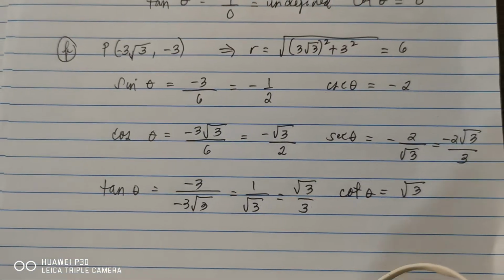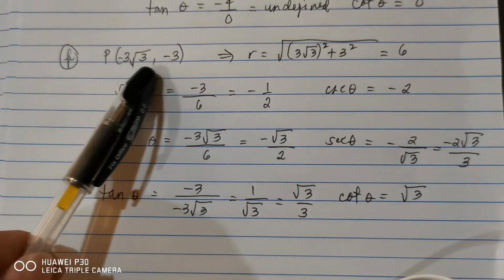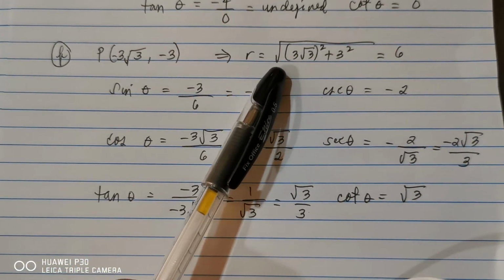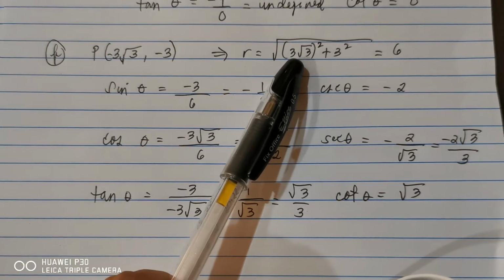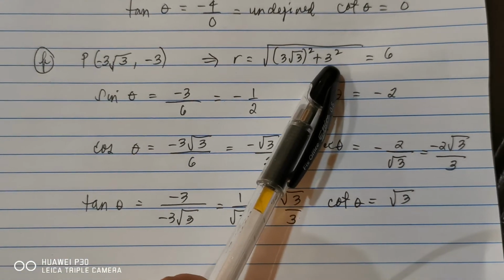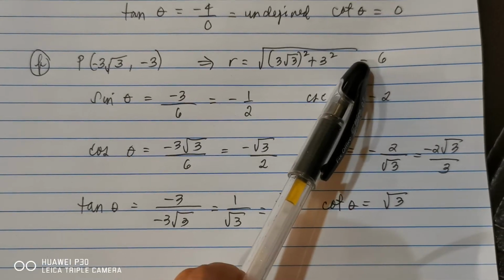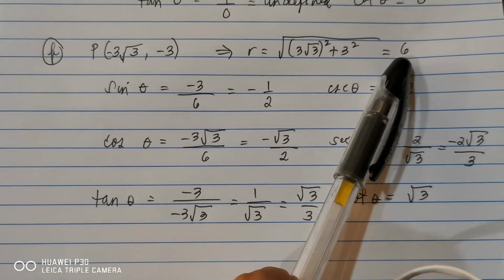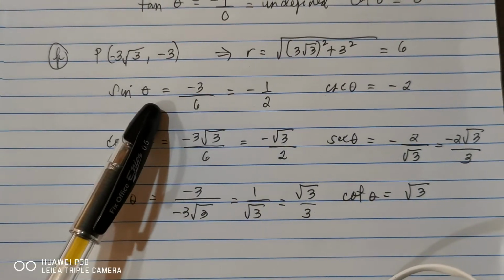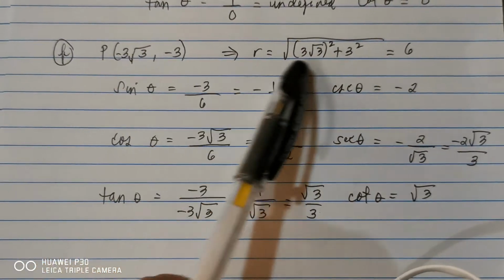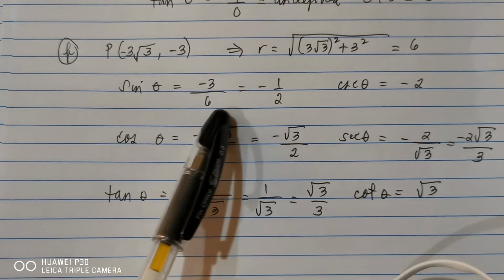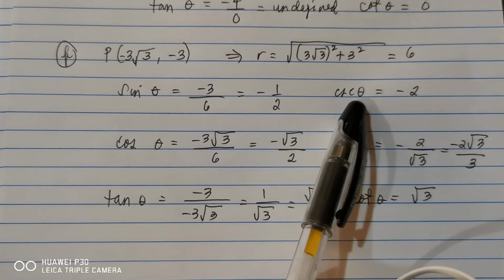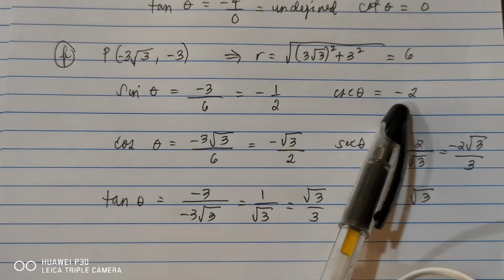Letter F. Point (-3√3, -3). So using the Pythagorean theorem, the radius is equal to the square root of the square of 3 square root of 3 plus the square of 3, which when simplified using a scientific calculator or manually, is equal to 6. Sine theta is equal to y over r, which is negative 3 over 6, or negative 1/2 when simplified, so that cosecant theta is the reciprocal, which is negative 2.